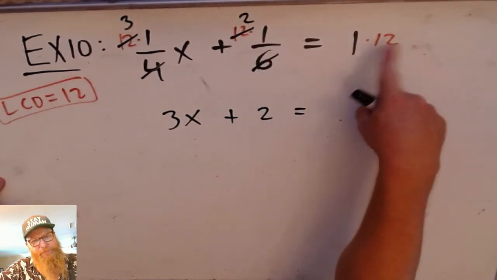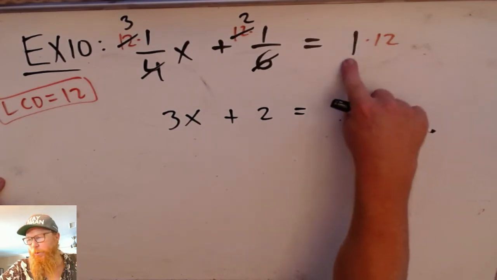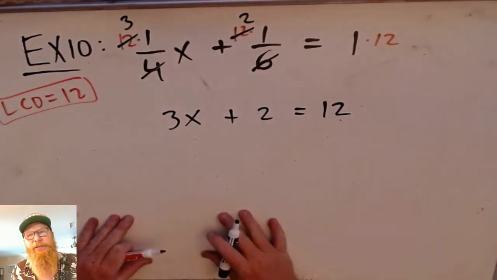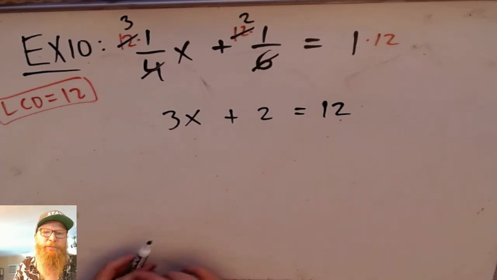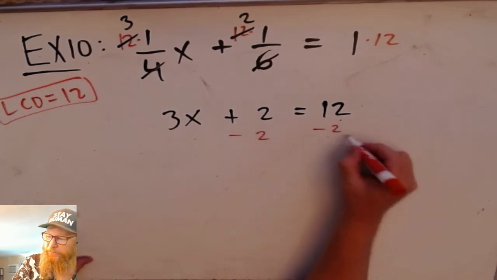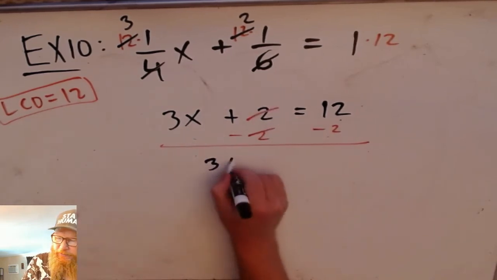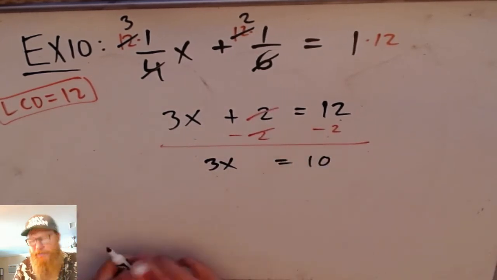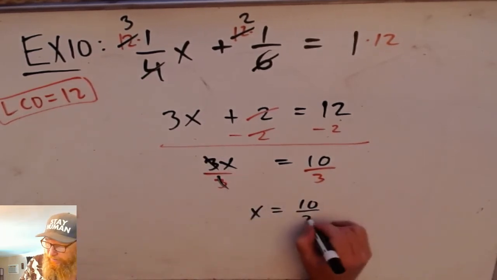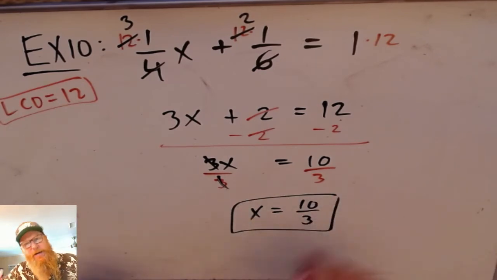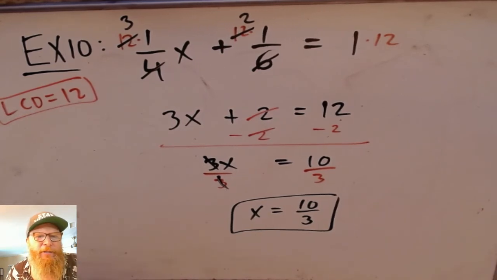Don't forget this side. This side also needs an LCD. 1 times 12 is just 12. There is no canceling. And now you have a nice elementary equation from some previous section in the book. Subtract 2 from both sides. You get 3x is 10. Divide by 3. You get x equals 10/3. Unless I tell you otherwise, leave that as an improper, reduced, or simplified fraction, unless the problem specifically says use mixed numbers.